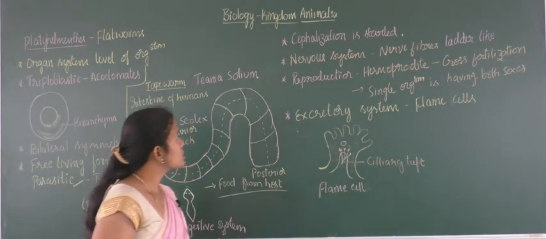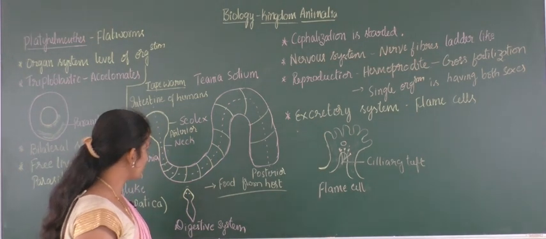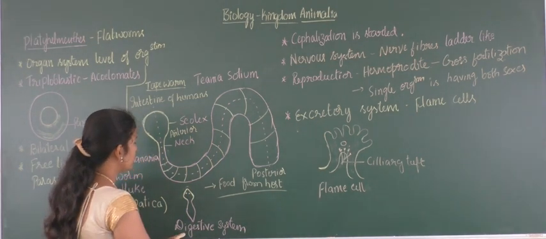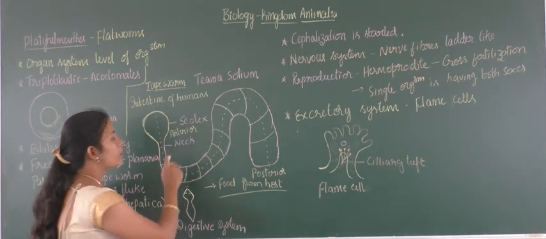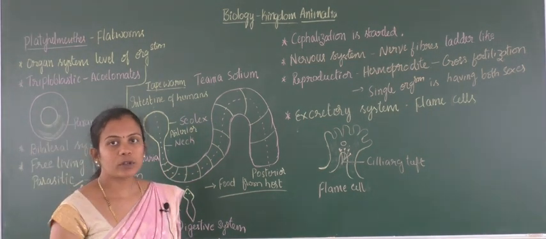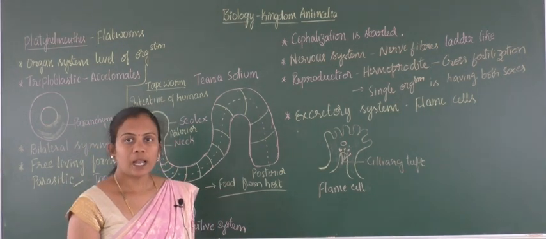Right now we discussed the excretory system. Here you can find that the examples are planaria, liver fluke and also tapeworm. So these are the examples for Platyhelminthes.